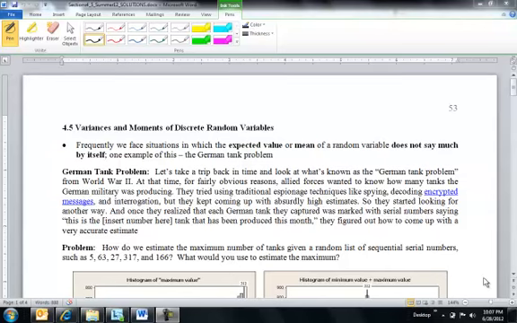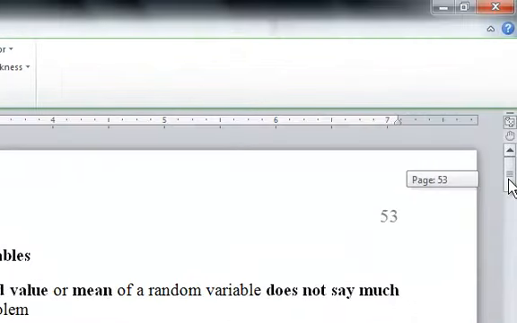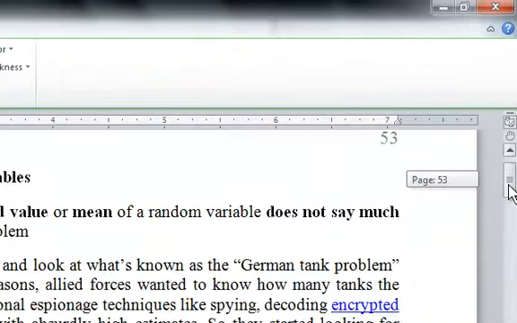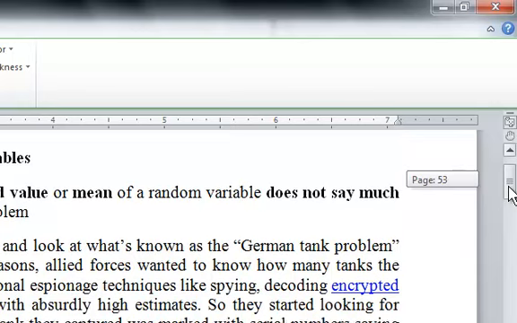Hi, we're in section 4.5. You just learned about expected value, and that's the mean of a random variable. And 4.5 is mostly about the variance, which is the amount of spread a random variable has about its mean.